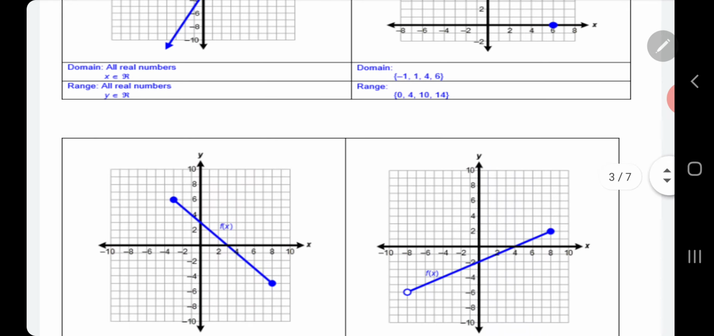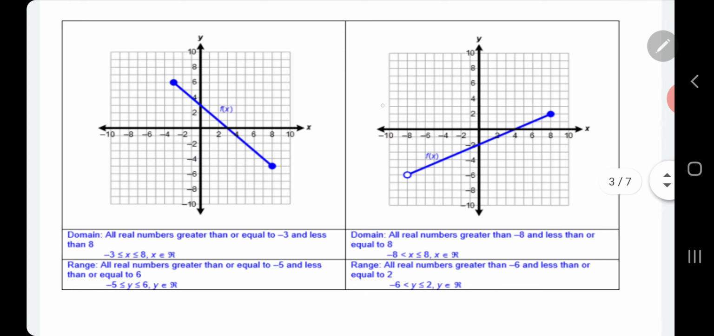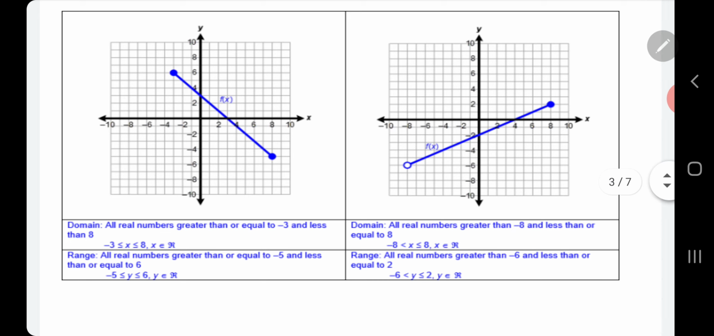All right, let's look at another example. We've got some continuous functions here. They're both continuous. Again, I don't have to pick up my pencil to draw that line or that one. Okay, so to find my domain, remember it's left and right, or my x values. So it looks like the furthest left I go, if I'm looking at this point, is to -3.